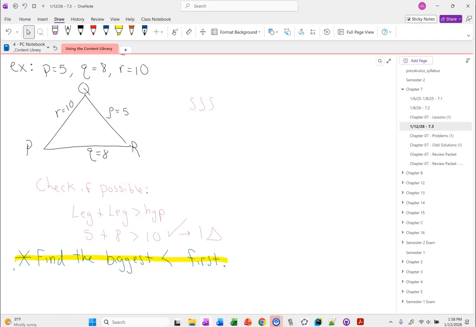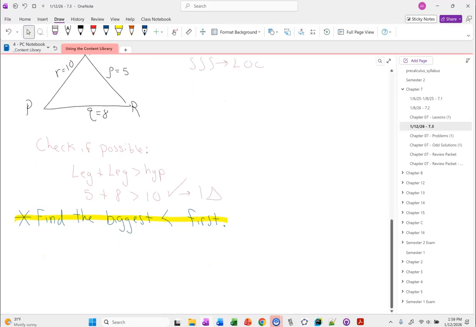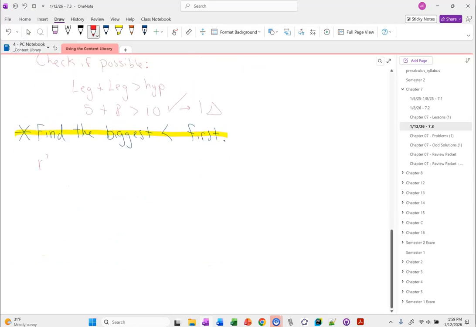Everybody's on board? So I'm going to set up my law of cosines. I'm going to say that R squared is equal to P squared plus Q squared minus 2PQ times cosine of angle R.